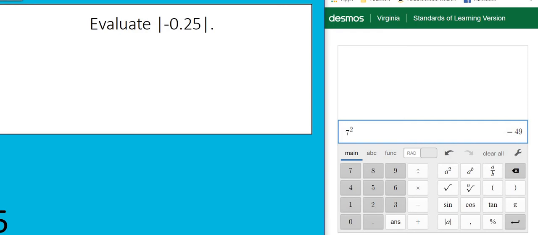Finally, absolute value. If you use Shift and the key right below your backspace, that's going to give you an absolute value. And then very carefully put in the number negative 0.25. Close those absolute values, and it gives you the answer right there.